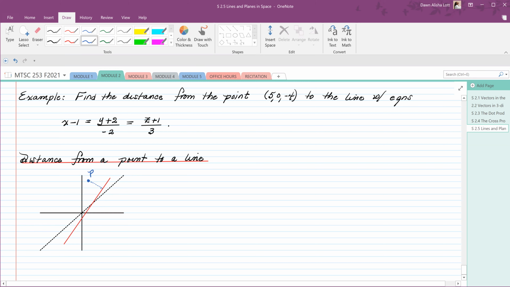Okay. So this is the line L. And L has a direction vector V. So this is the direction vector V. So L is the line parallel to a vector V. And I'm going to let P naught be a point that is not on the line.